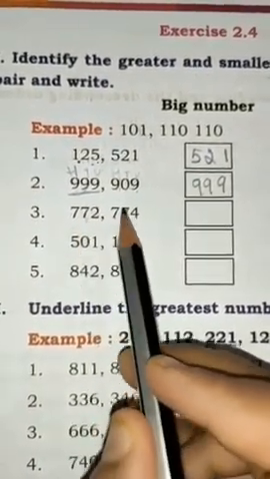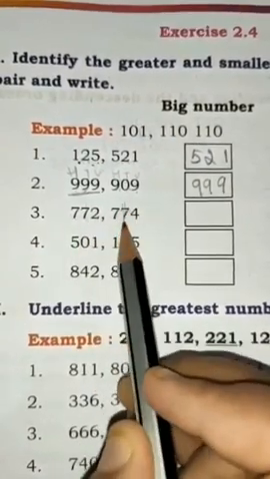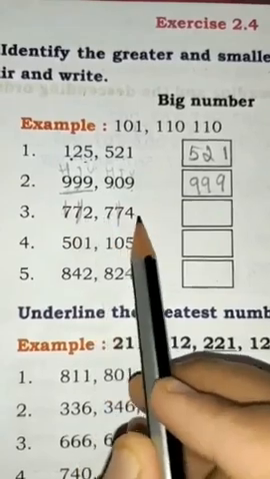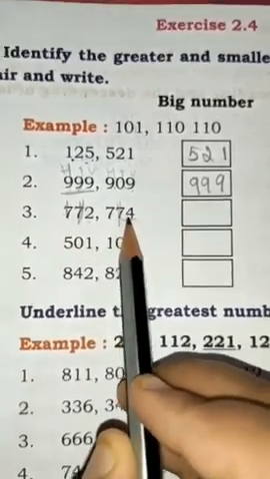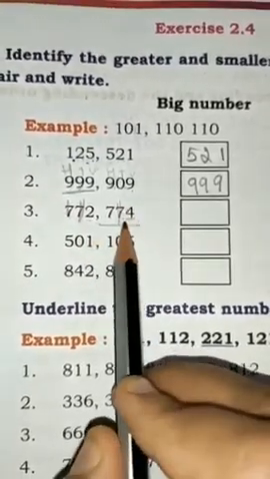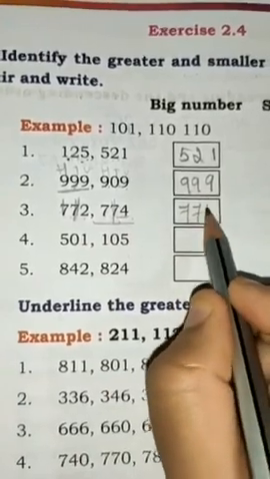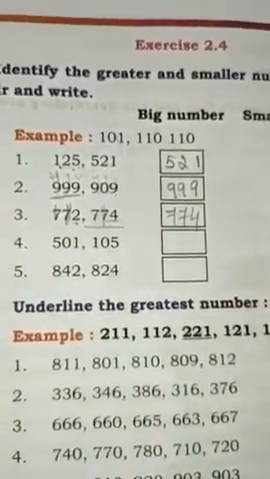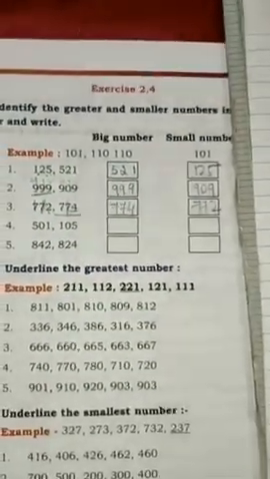Next come to the 10th place. This 7 and this 7, these both are the same. So just leave this one also. Now come to the unit place. 2, 4. Which is the big one here? Yes, 4. So it means 774 is the big number, and 772 is the small number.